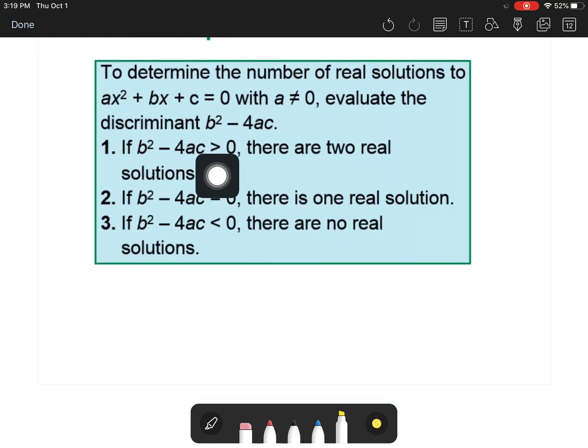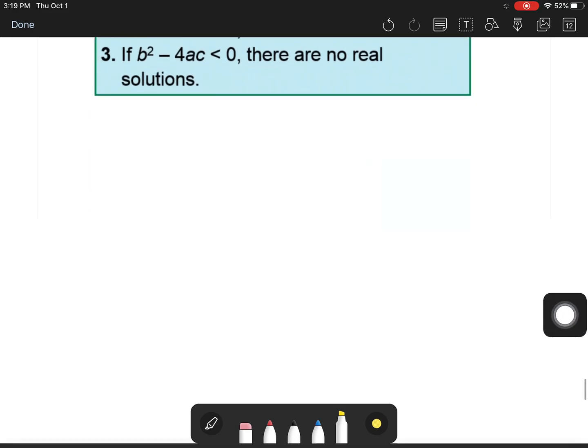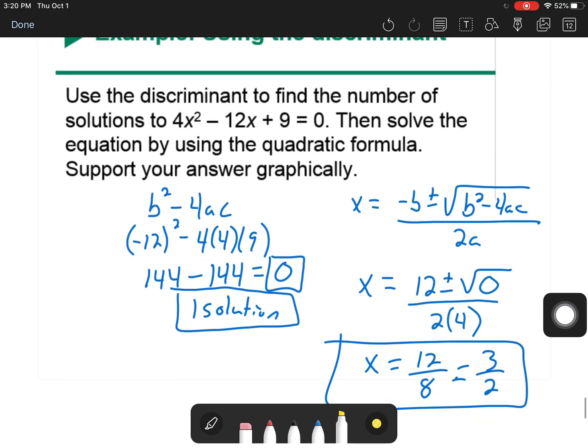All right, so again, summarizing that: positive discriminant, 2 real solutions; 0 discriminant, 1 real solution; negative discriminant, no real solutions. And I just left the work here to save us a little time. All right, so if this is our quadratic equation, it says use the discriminant to find the number of solutions. So discriminant b squared minus 4ac. So that's -12 for the b, -12 squared minus 4 times a times c. 144, and this ends up being 144. Subtracting, we get 0. So if we have a 0 discriminant, that means one solution.